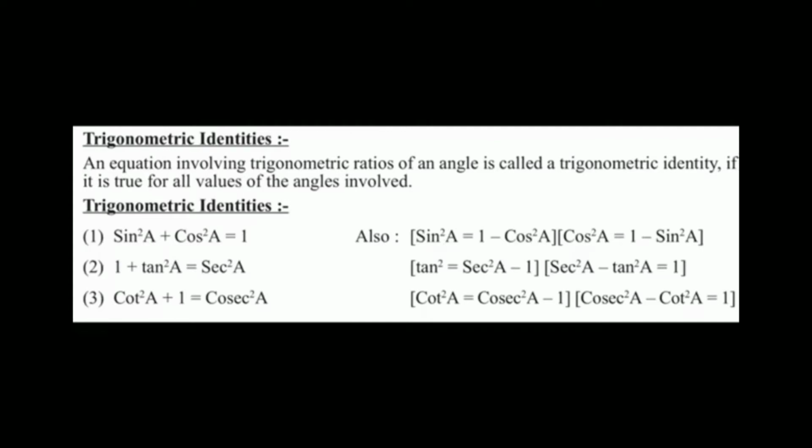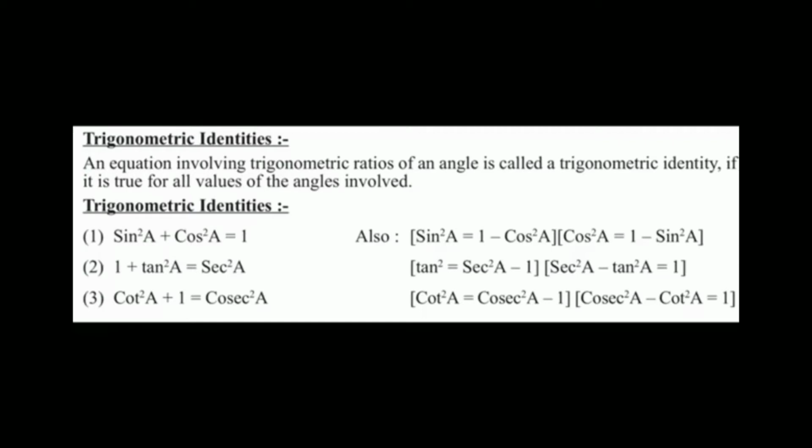We get trigonometric identities. And we have three main trigonometric identities from which we can derive the other t identities. The first one is sin square A plus cos square A is equal to 1. The second one, 1 plus tan square A is equal to secant square A, and the third one is cot square A plus 1 is equal to cosec square A.